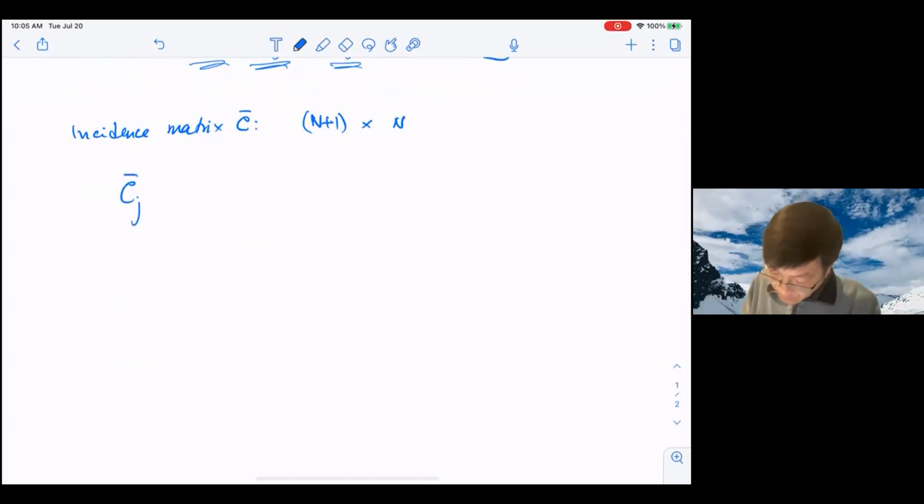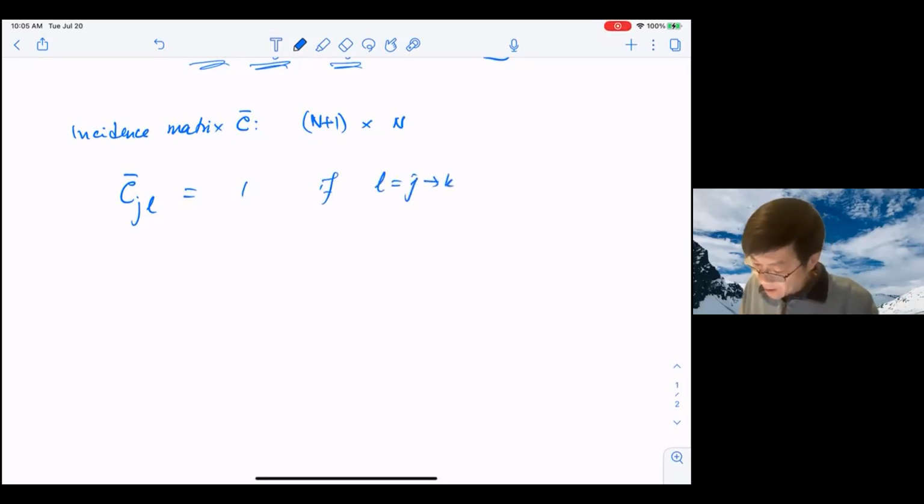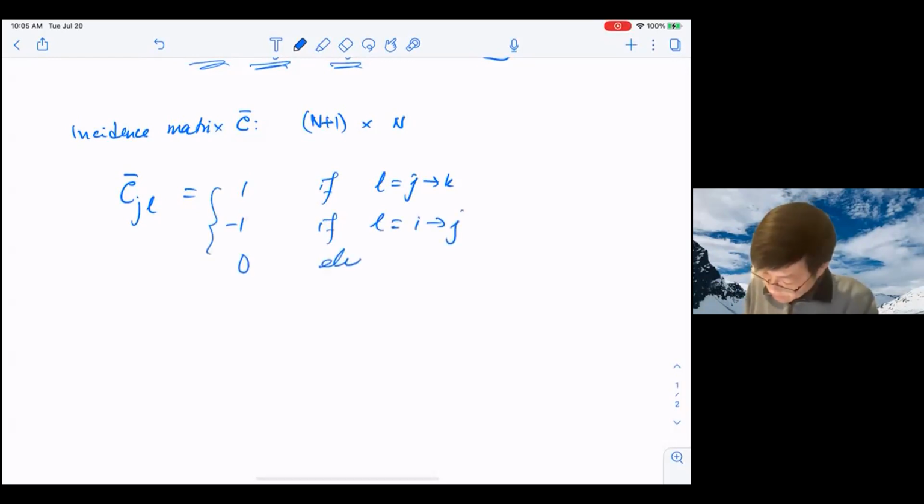C bar of node J, line L equals 1 if the line is of the form from J to some other node K. So it's outgoing: if J is the outgoing node for line L, it's 1. It's -1 if it is incoming, so it's I to J, and 0 otherwise.